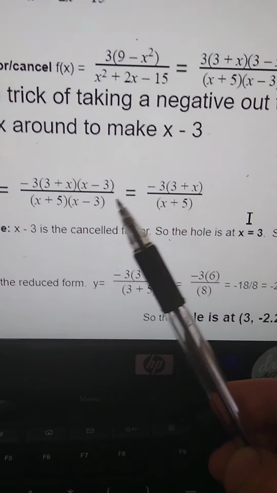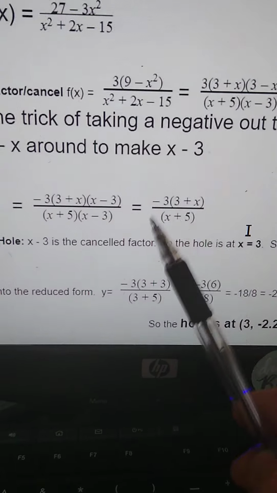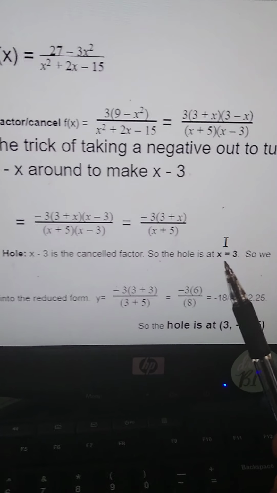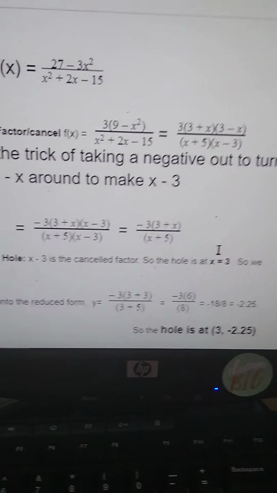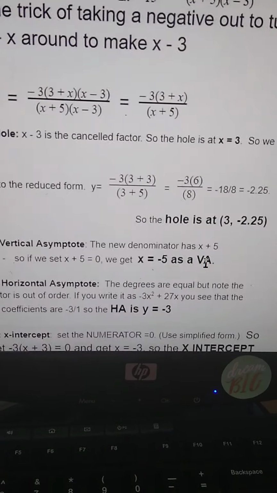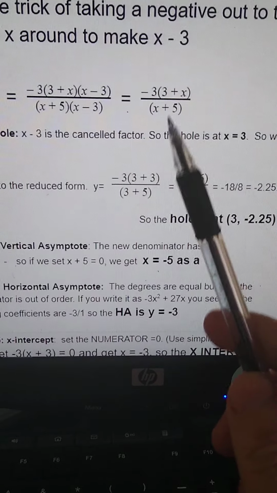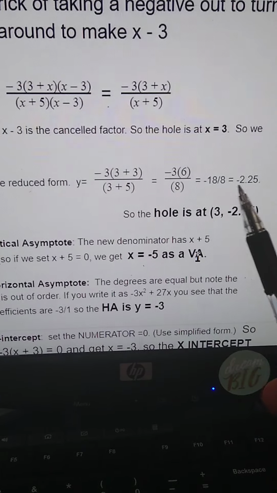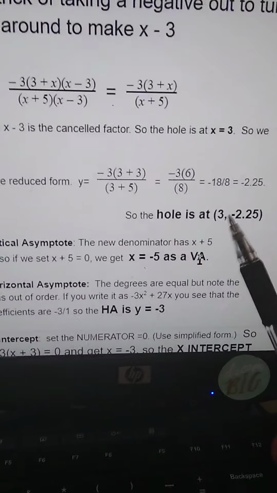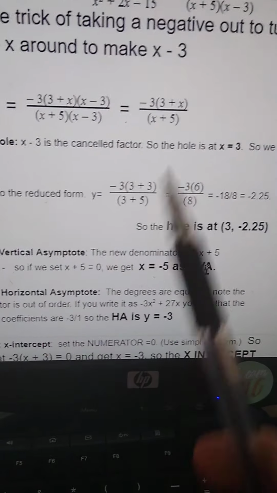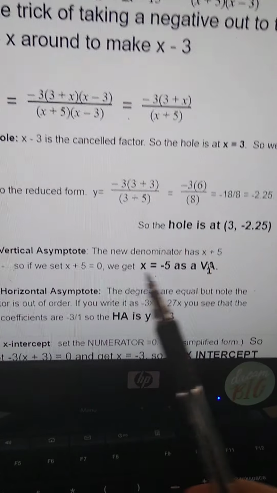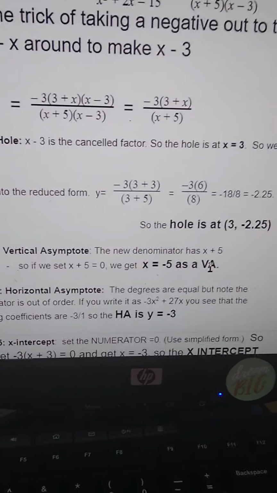All right, so anyways, once I've canceled x minus 3, this is my reduced form. So I have a hole at 3 since x minus 3 canceled. When I plug 3 into the reduced form, I get negative 2.25, so my hole is there. The denominator of x plus 5 gives me a vertical asymptote of x equals negative 5.